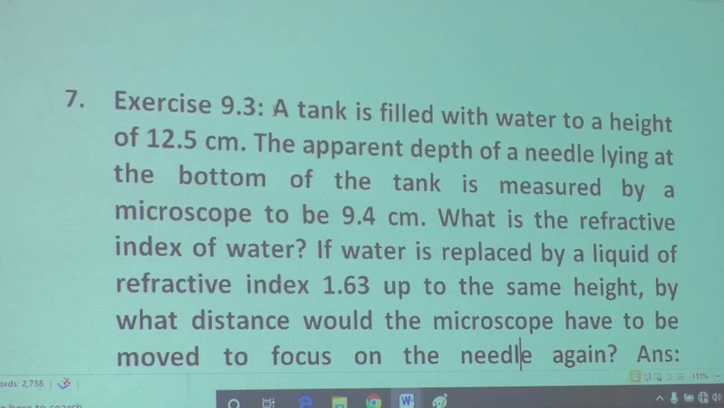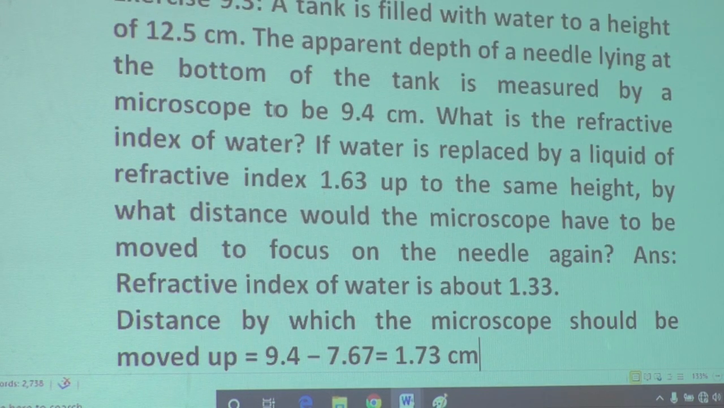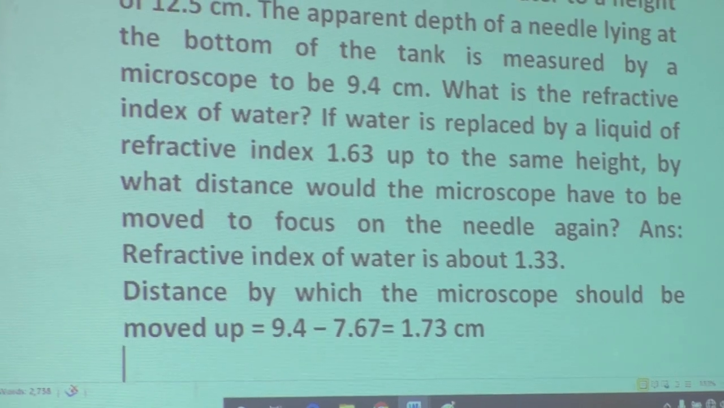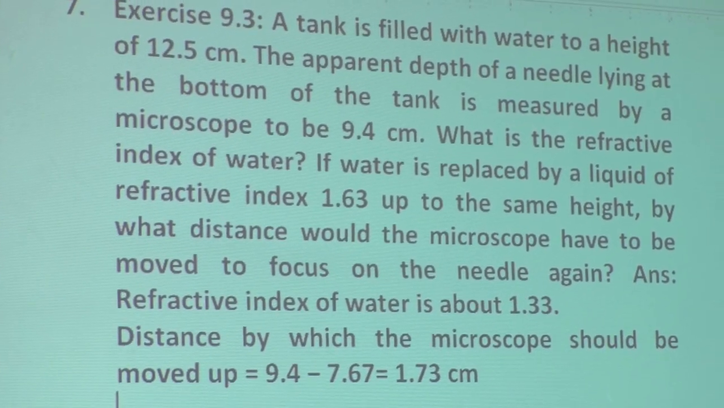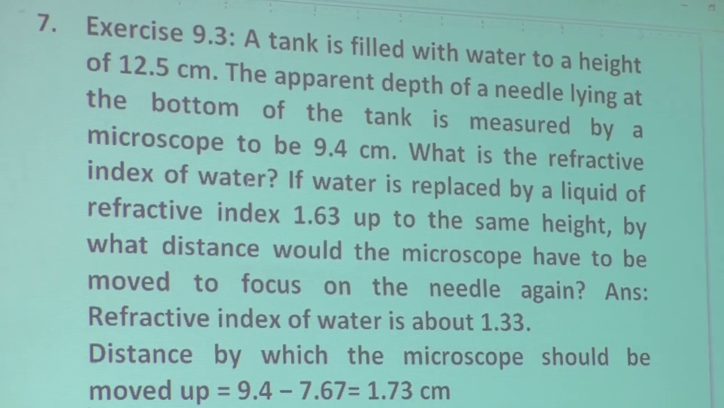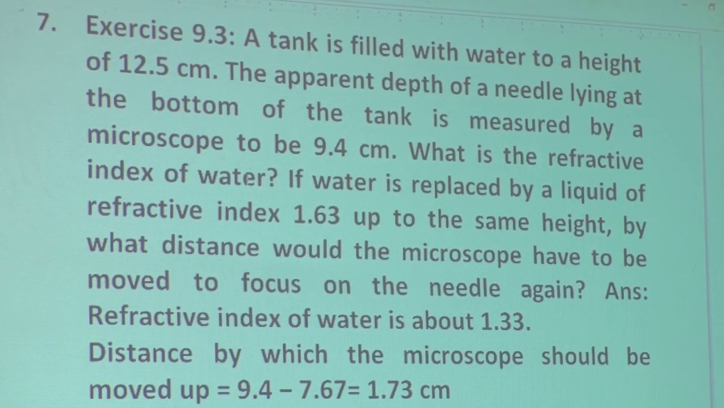Okay. Next problem. A tank is filled with water to a height of 12.5 centimeter. Apparent depth of a needle lying at the bottom of the tank is measured by a microscope. So you can focus a microscope, you can find out at what depth it is. And if the image gets shifted by some centimeter, then you have to shift the microscope also. I will explain it. Now see the problem.